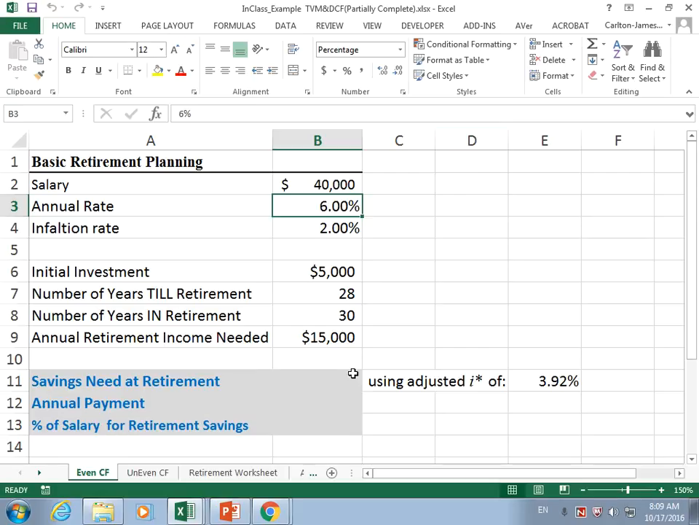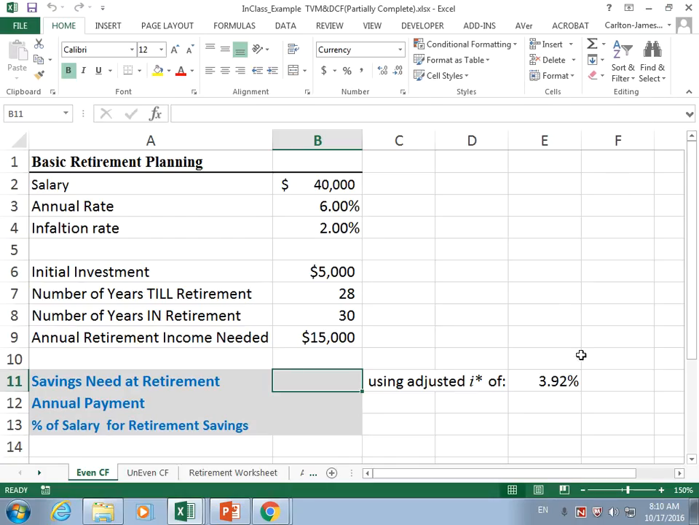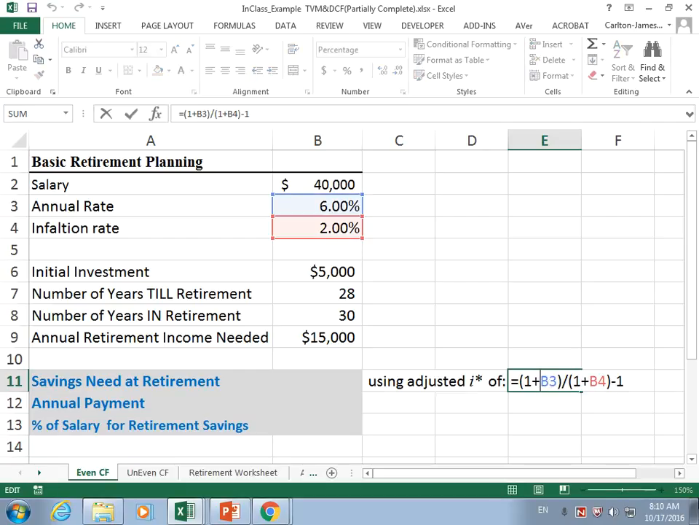Okay, how do we find out the savings we need at retirement? Well, we use our adjusted I. Is that right, Olivia? And we know we get this here from this formula. Okay? Right. So there's our formula here: 1 plus I divided by 1 plus G, minus 1. And for many people I've seen already, people who've been by my office, they've decided, of course, to name these cells.